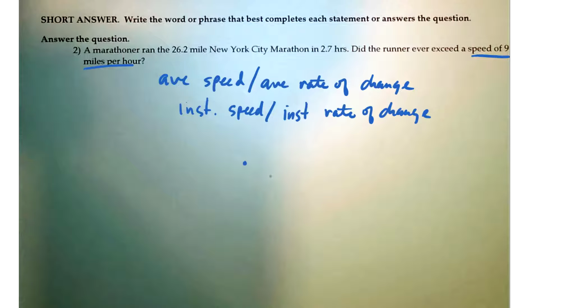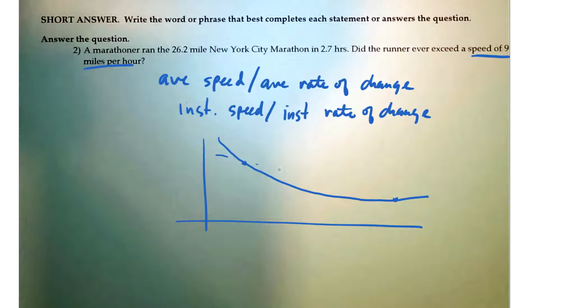I'll try to maybe draw it a little bit differently. If I've got 2 points in time and this graph is going down like this, the average rate at which it changes over these 2 points is the slope of this secant line. That's the average rate of change. The instantaneous rate of change at any point is the slope of the tangent line. And so what the mean value theorem says is, hey, there has to be some point in time where the instantaneous rate of change is equal to the average rate of change.